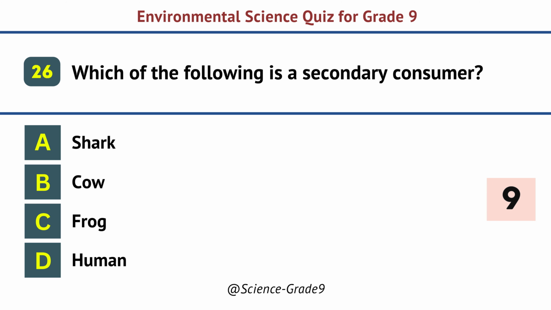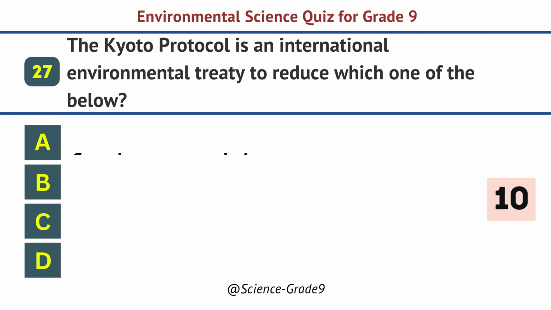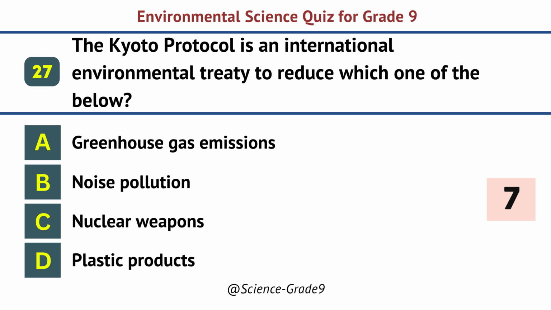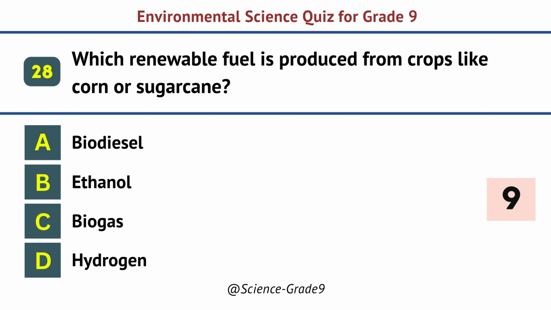Which of the following is a secondary consumer? Frog. The Kyoto Protocol is an international environmental treaty to reduce which one of the following? Greenhouse gas emissions. Which renewable fuel is produced from crops like corn or sugarcane? Ethanol.